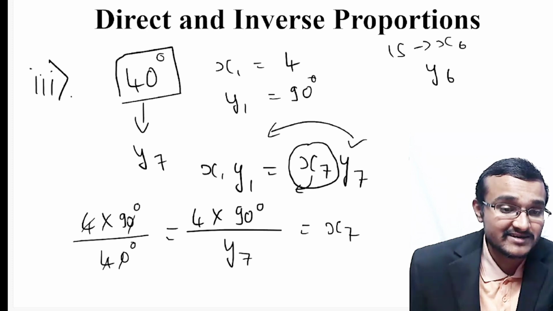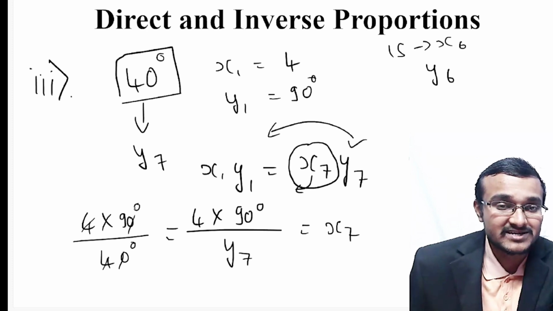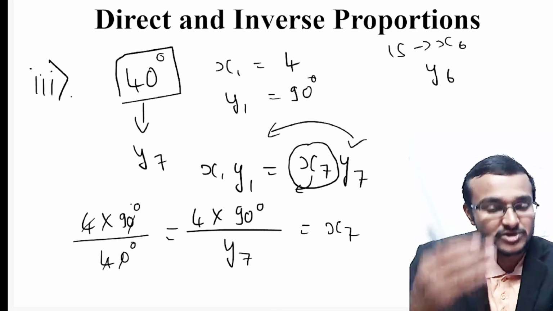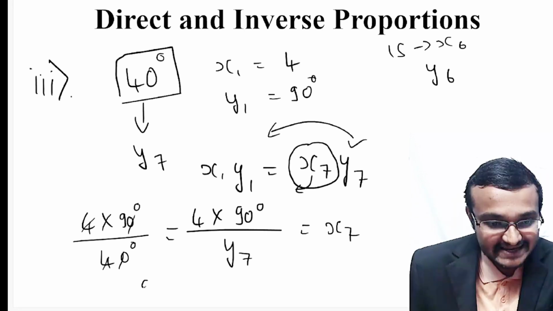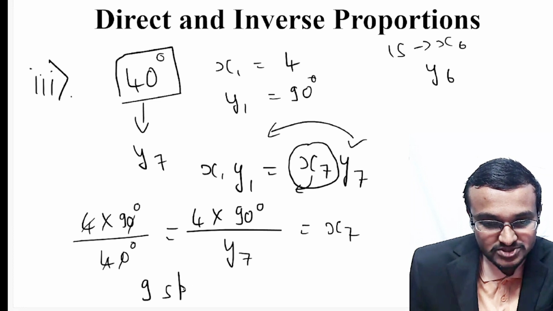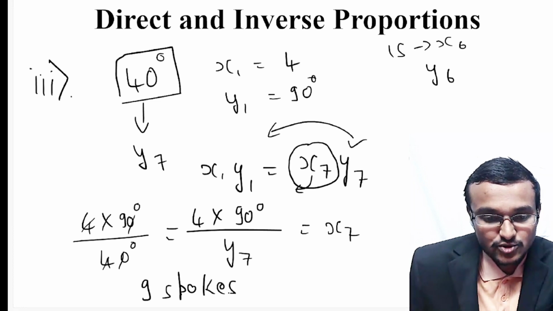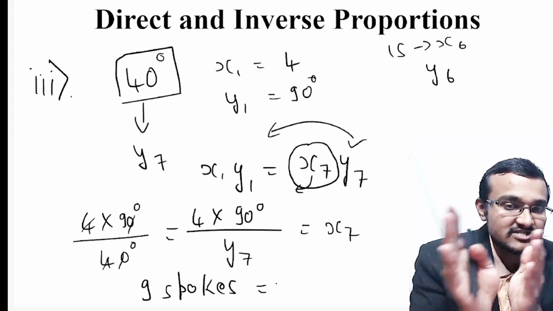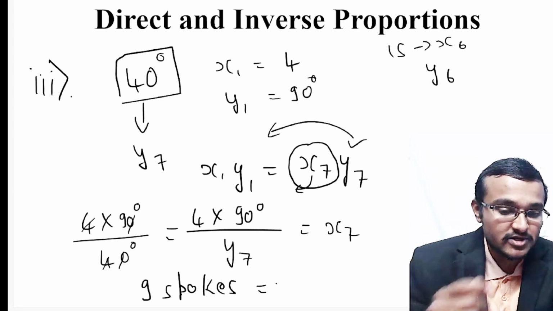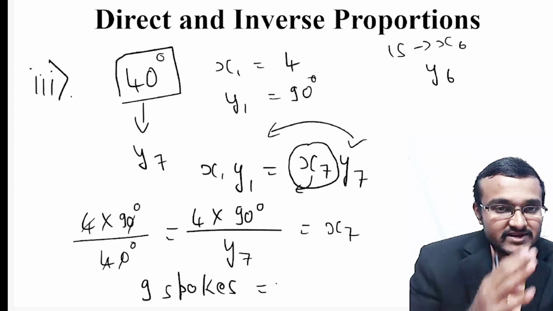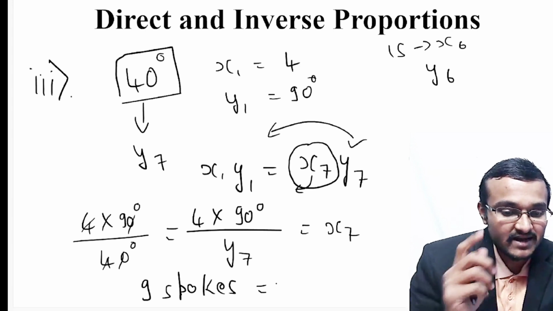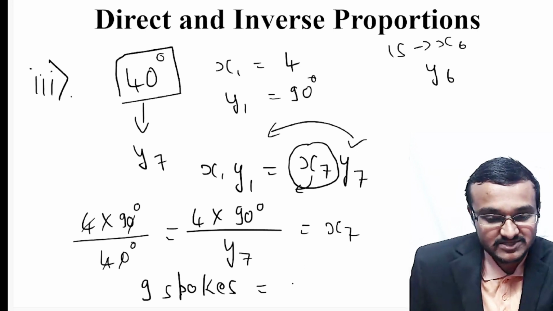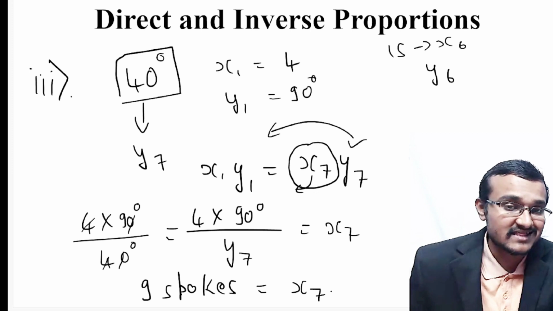So here also in the denominator degree is there, in the numerator also degree is there. So degree will be removed because degree by degree is there. So 9 spokes you should put to get 40 degree as the angle between each consecutive spokes. If you are maintaining 40 degree between each consecutive spokes, then 9 spokes you can fit in this particular wheel. So the answer is 9.